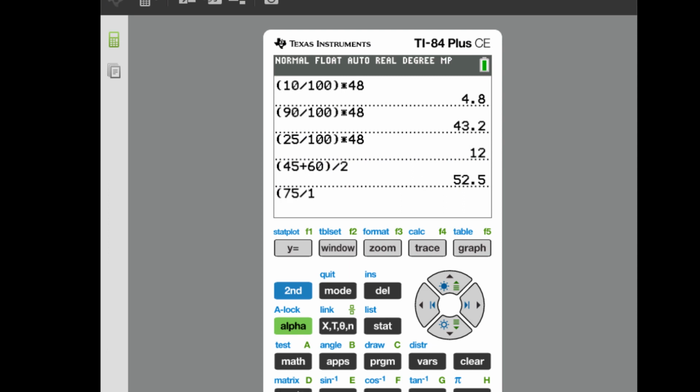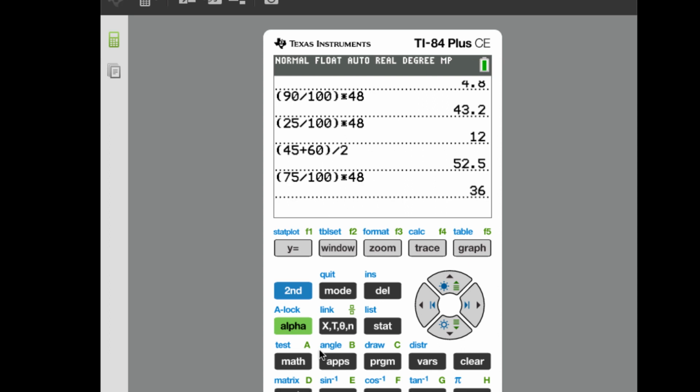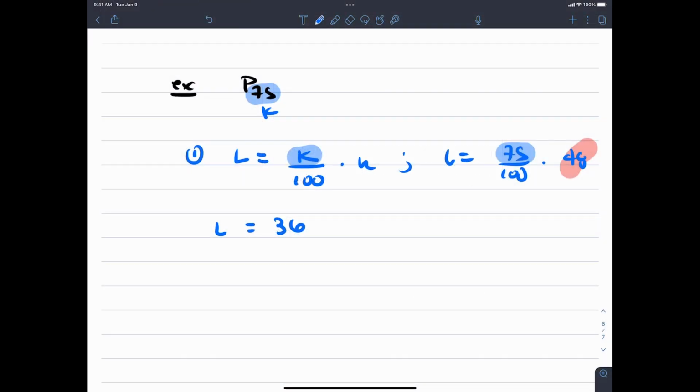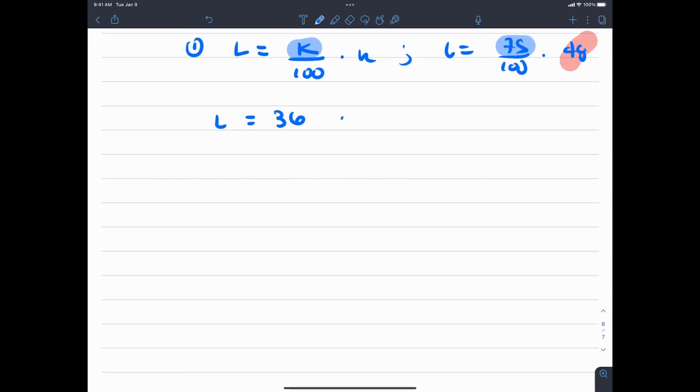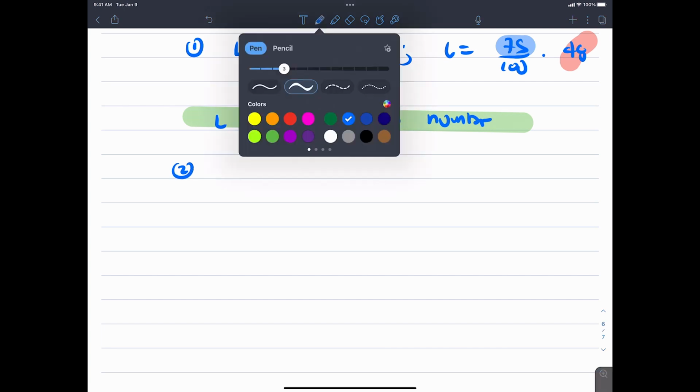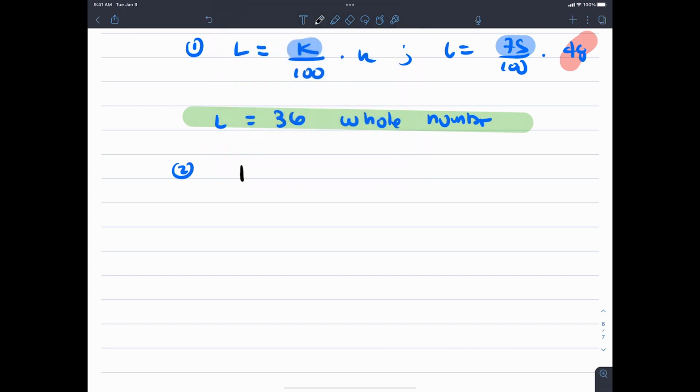75 divided by 100, close that, times 48. You guys know what kind of number is 36? Oh, this is going to be what again? 36 is a whole number. All right. So when it's a whole number, my answer is going to be midway between, this is P75.